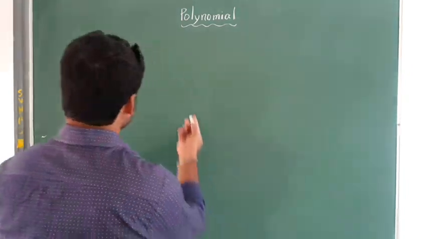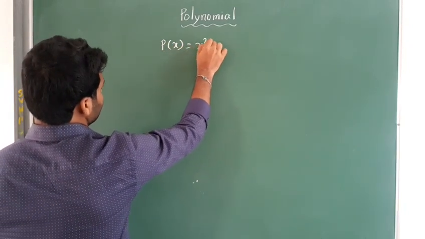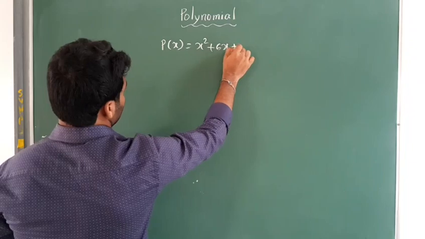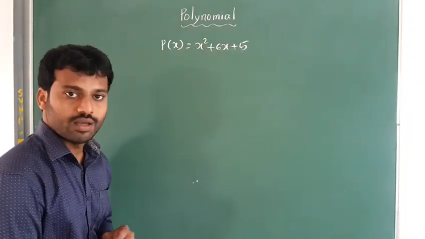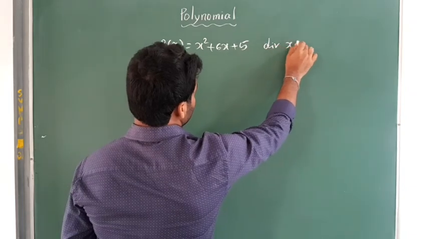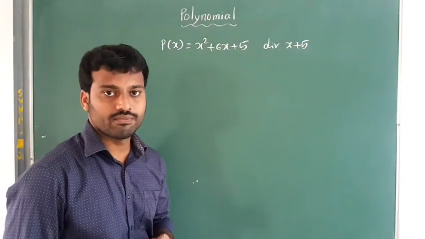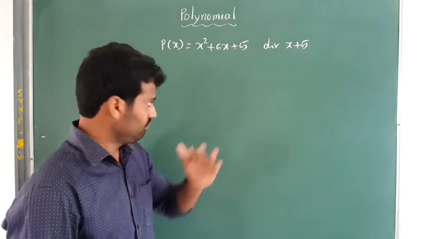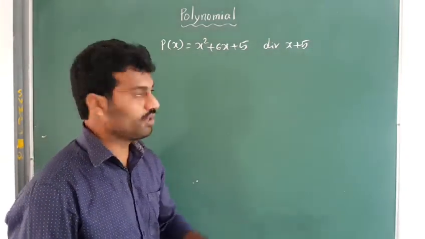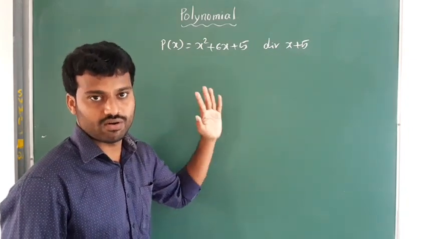So suppose p of x is what? x square plus 6x plus 5. Now if it is divisible by x plus 5, then is this a factor of this or not? We have to cross check. Maybe they can ask, okay? Cross check or verify whether it's a factor of this polynomial or not.